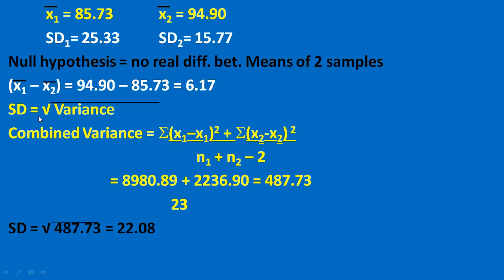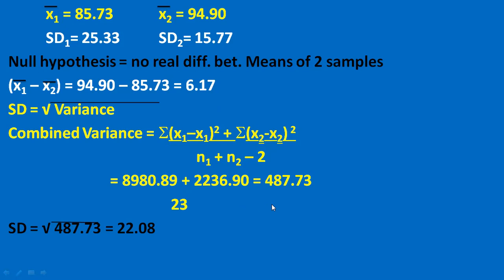Now we have to calculate the standard deviation. That is calculated with the help of the square root of the variance. The variance is equal to the summation of (x1 minus x1 bar) squared plus the summation of (x2 minus x2 bar) squared. So like this we calculate the summation of the differences in the observations, and then we divide it by the degrees of freedom, that is n1 plus n2 minus 2.